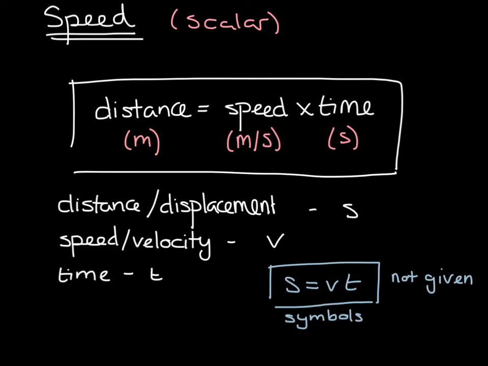If we wrote this in symbols, which is where we have to pay really careful attention, we would use the symbol S for distance and displacement. We would use the symbol V for speed and velocity, and we would use the symbol T for time. So your equation would look like this: S equals VT. You're not given this equation, so it could be distance equals speed times time, or it could be displacement equals velocity times time.